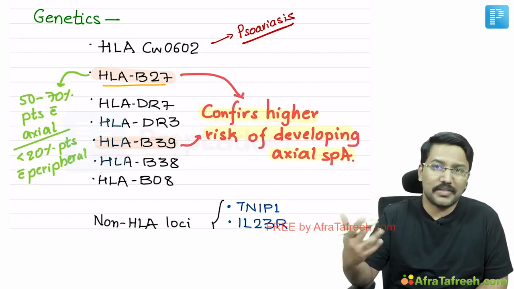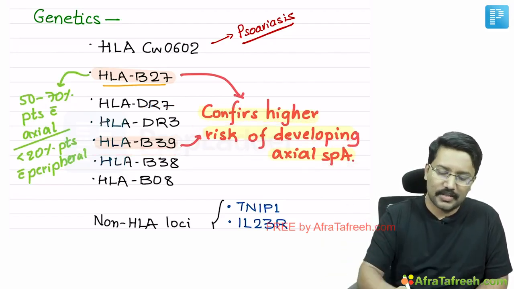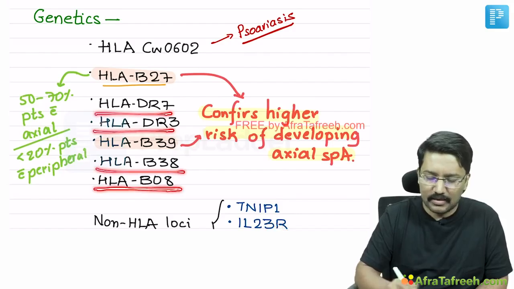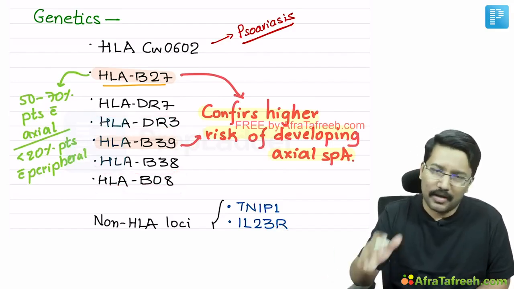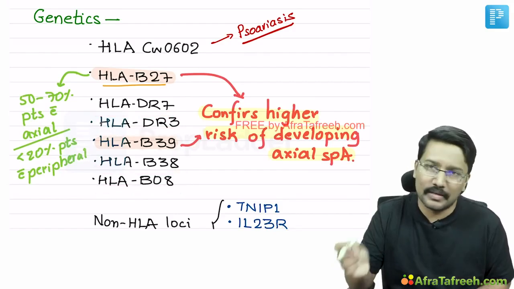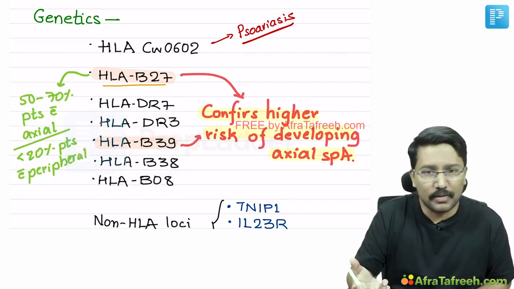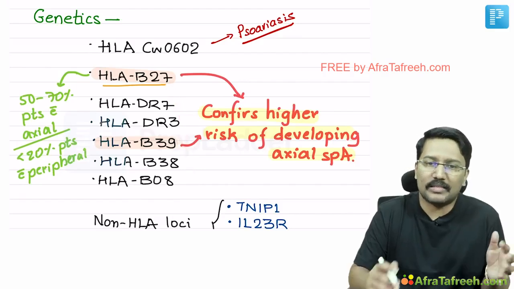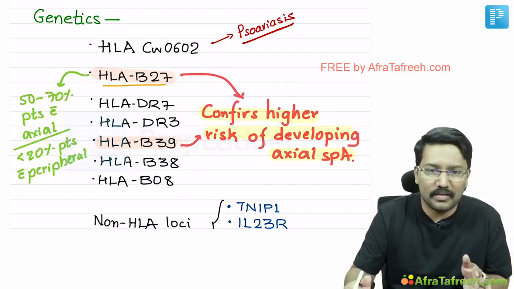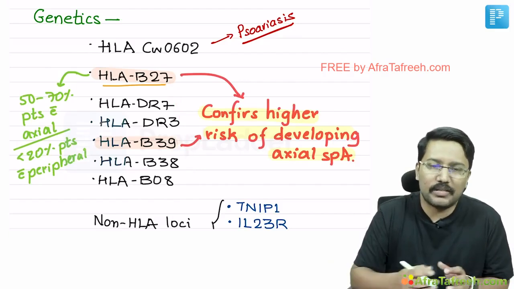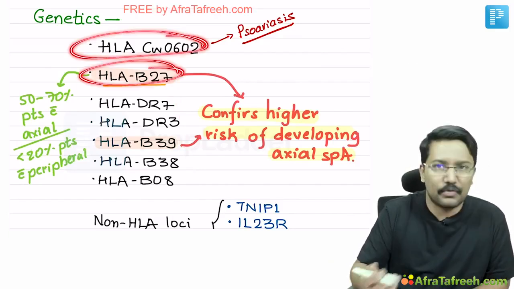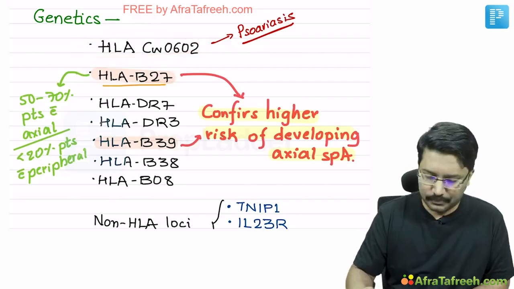The other HLA variants which are associated with psoriasis include HLA-DR7, DR3, B38 and a recently reported HLA-B08. So I expect you to remember all of these because MCQs can be asked from this. All of these I want you to remember: DR3, DR7, B39, B38, B08, B27, CW6. These two, anyway, you have to remember. We don't have a choice about that.